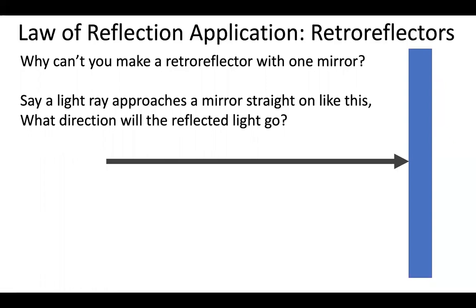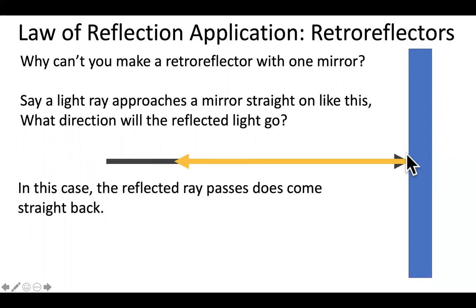Don't worry about calculating it, just think about what you'd think intuitively. Since it's completely flat and it's coming in straight on, it should make sense that in this situation, the reflected light, shown in orange, comes straight back out. So this is retroreflected. It's been turned around 180 degrees. Great. So in this particular geometry, the mirror does act like a retroreflector.